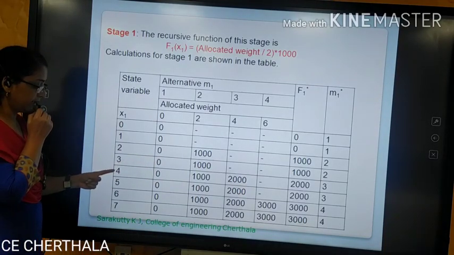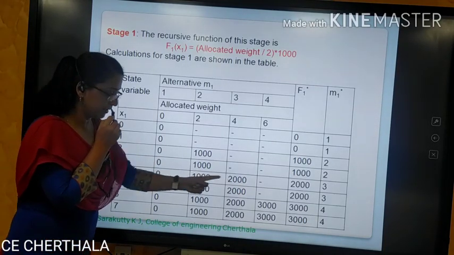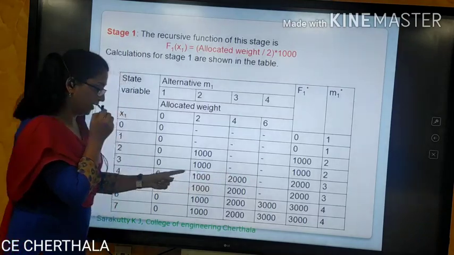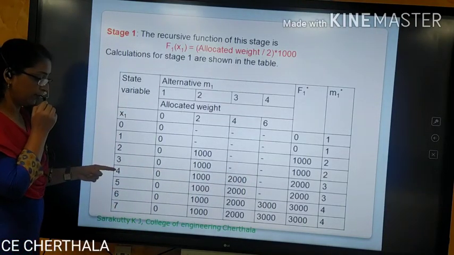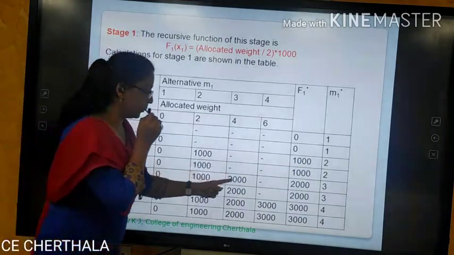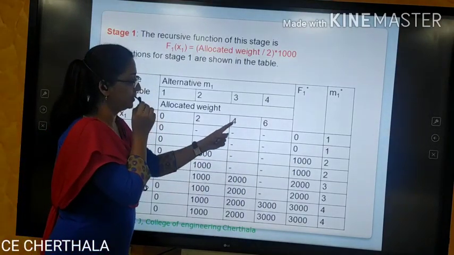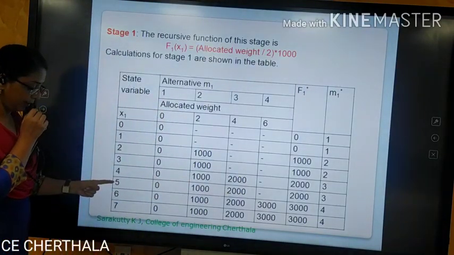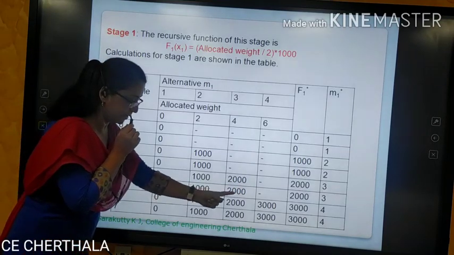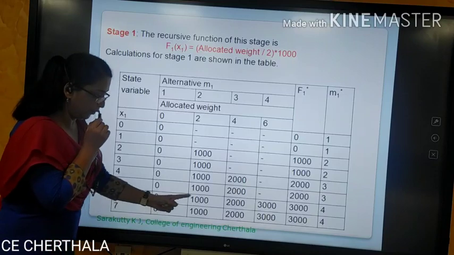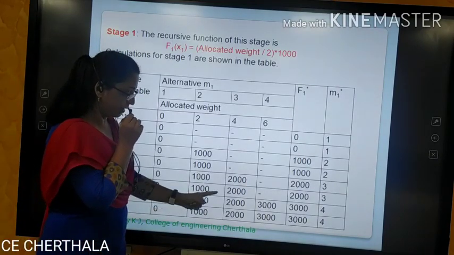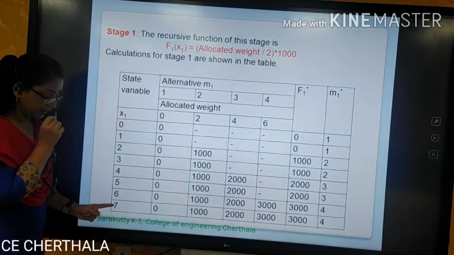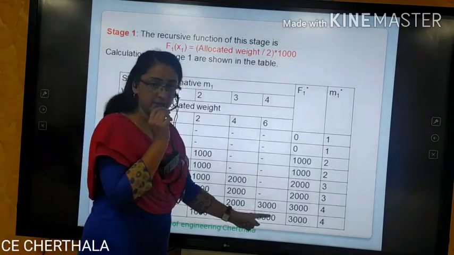Now if x1 is equal to 4 ton, there are 3 options. We can take 0 ton or 2 tons or 4 tons, because here the truck or the cargo is allowing 4 tons of weight. So corresponding to 4 ton, the function value is 4 by 2 into 1000, which is 2000. Then corresponding to 5 ton also, we have 3 options. Corresponding to 6, we have 4 options, either 0 or 2 ton or 4 ton or 6 tons. 6 is allowed here. Now the last one, 7. There also 4 options are there.